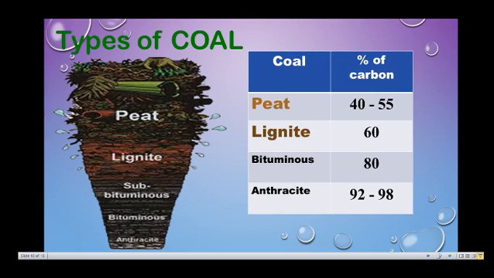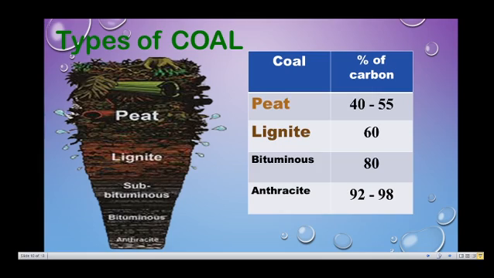The first form is peat. Peat contains 40 to 55 percent carbon, and it also contains some moisture and impurities. The second one is lignite. It contains 60 percent carbon. Lignite is used to produce electricity. In Tamil Nadu we have NLC, Neyveli Lignite Corporation, where lignite is used to produce electricity.